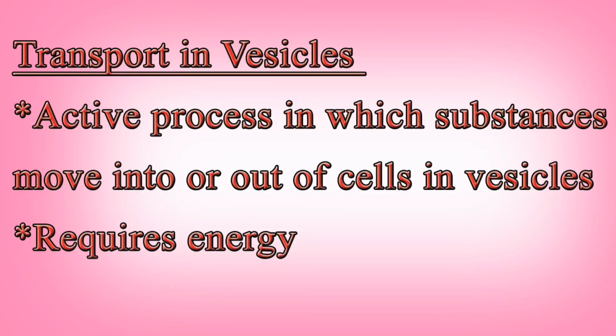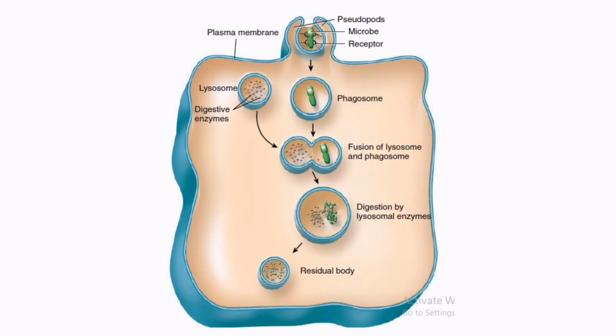Next is transport in vesicles. It is an active process. That means it requires energy in the form of ATP. And in this, the substances move in vesicles. That is, they move into the cell and out of the cell in vesicles. In this picture, the vesicle formation and then transport of materials is clearly depicted.